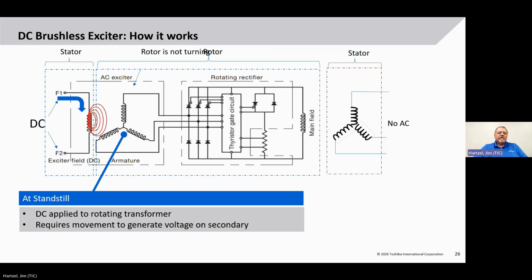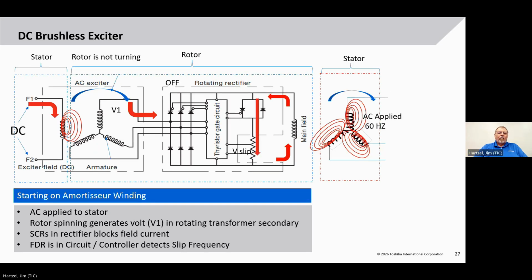So here's how it works. We put the power into the DC coil. Now, remember, at this instant, we're not turning, the rotor is not spinning, so we do not get an induced voltage. This motor has no AC applied to it, so it's just sitting here with DC on these coils, and that's the first step. Once we apply our stator current and we start to rotate using the amortisseur winding, we're going to start generating a voltage in this coil.